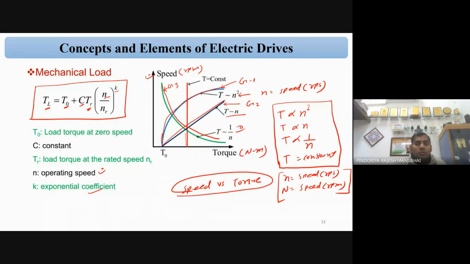So we have this mechanical characteristic equation of your drive system. Please remember this equation number 1: TL is equal to T naught plus CTR into N upon NR power K, and K is your exponential coefficient. So this is the mechanical load equation.